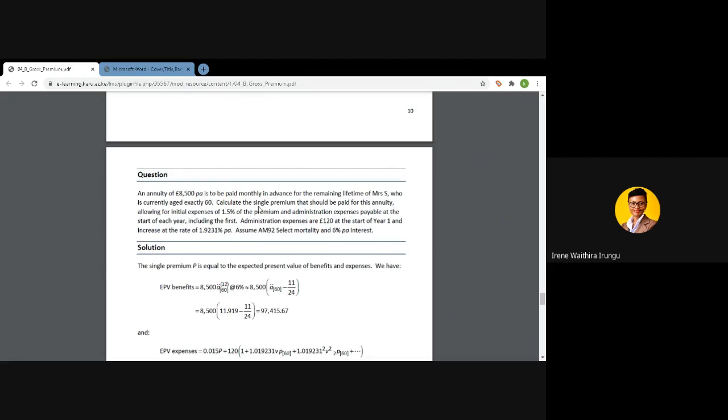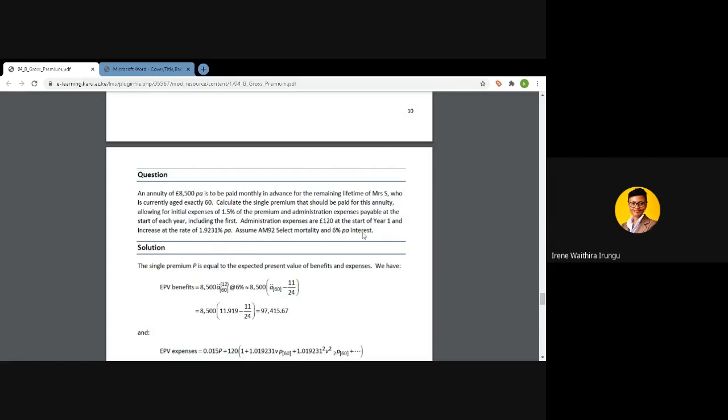Calculate the single premium that should be paid for this annuity, allowing for initial expenses of 1.5% of the premium, and administration expense payable at the start of each year, including the first. Administration expenses are 120 at the start of year 1 and increase at a rate of 1.9231% per annum, and we are assuming AM92 select and 6% per annum interest.